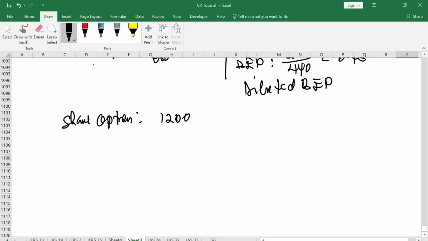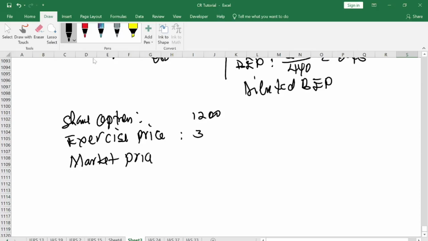And they've given us the exercise price. What they mean is that if the management decide to accept the offer, this is how much they've given them to buy or to pay for the share option. So the exercise price is 3. And the market price, if the share should be traded in the market, is 4.5. It is in the question.